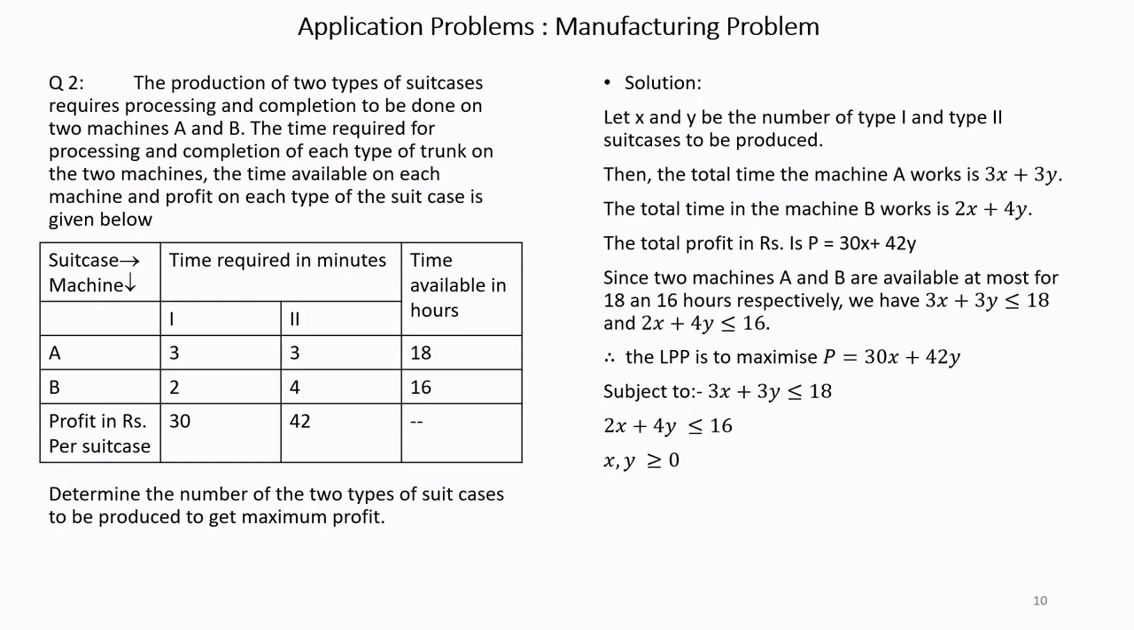Please note in the last column it is the time available in hours: 18 hours for machine A and 16 hours for machine B. That is the constraint, the time availability of the machines. So now we have written the objective function and constraints: two equations for constraints and one objective function. Now we draw the linear equations for this.